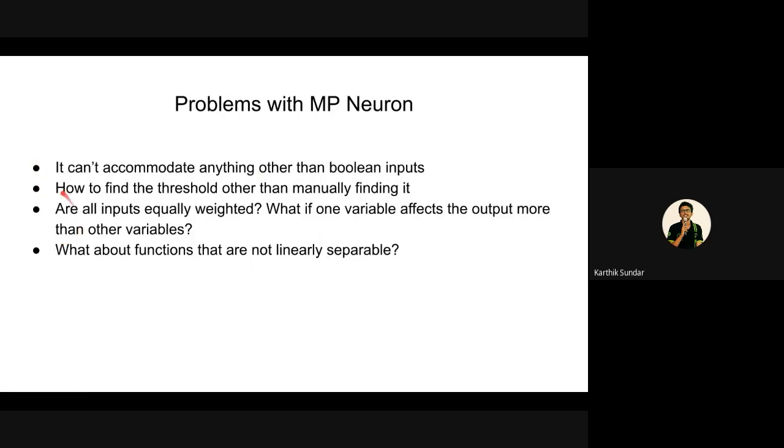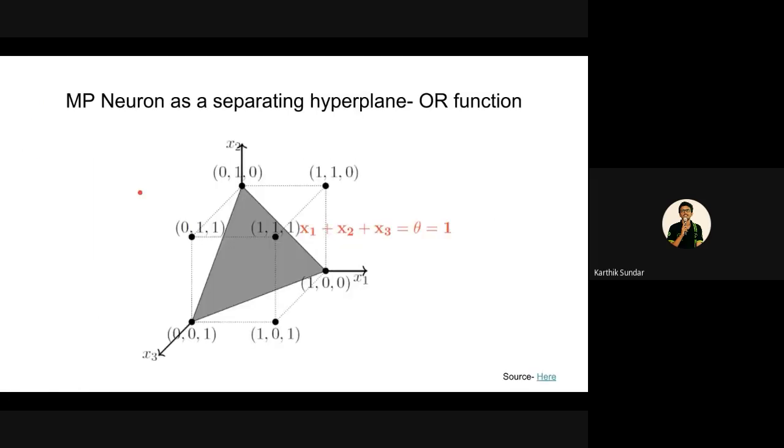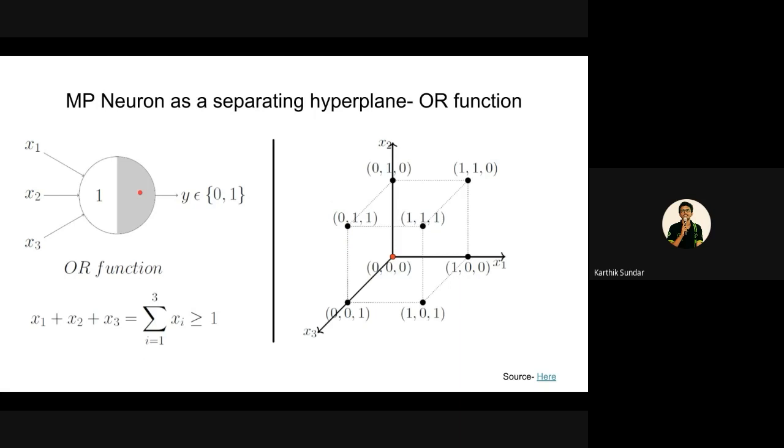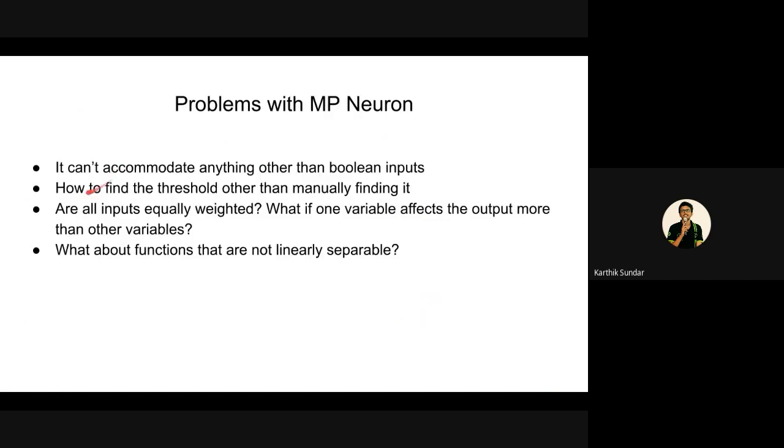And how do we find the threshold? By manually finding it. Whenever I asked for a threshold, theta, we actually hand coded it. We just gave a random guess in such a way that it accommodates our hypothesis. But is that a good thing? Machine learning is about learning, not hand coding. So that is the problem here, that we can't find the threshold other than manually.